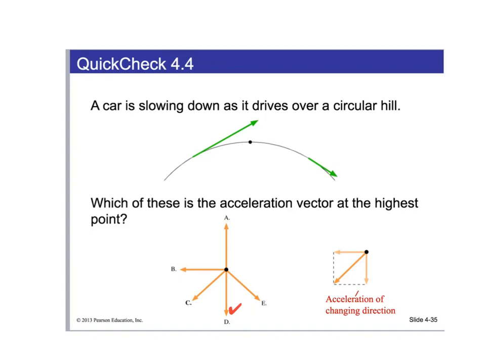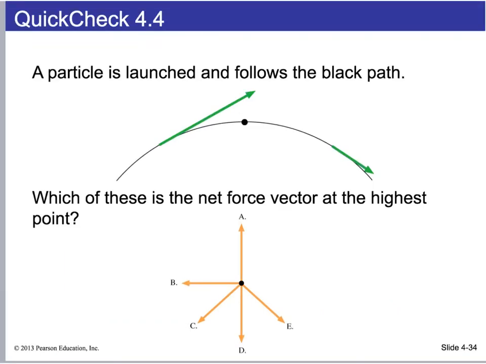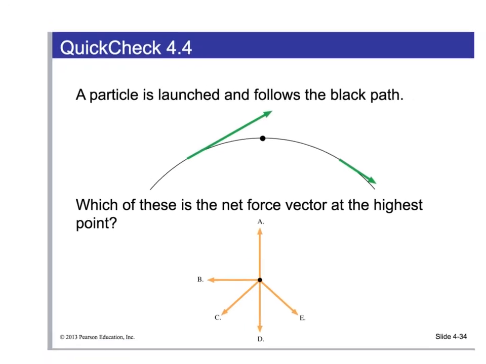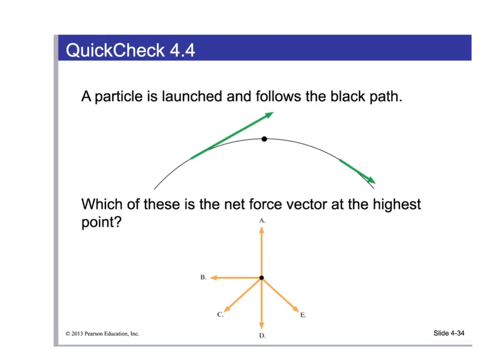Let's see. Carrying on. A particle is launched and follows the black path. Which of the following is the net force at the highest point? Well, this kind of depends. So if we're just talking about the force of gravity, it would obviously be D. If we were including air resistance, it might be C. And if there is a stiff backwind, it might be E. But since we generally don't deal with air resistance, I would say that it is D.